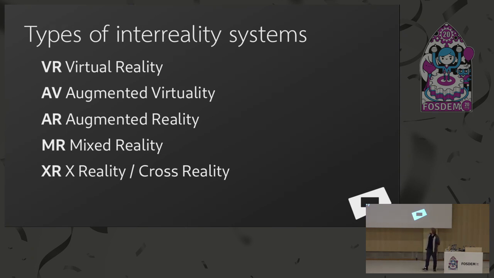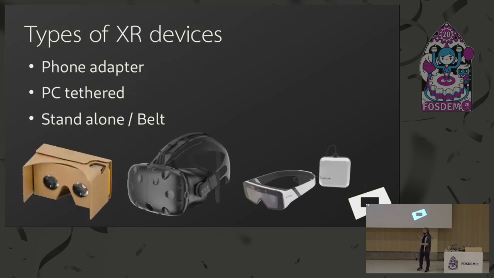I have listed the terms here again, and a more prominent term nowadays is maybe XR, which is called X-reality or cross-reality. This is also the term that is used in the Khronos standard, OpenXR, for example. And this is the term I'm going to go with, because it just summarizes all of these combinations of realities, of inter-reality systems.